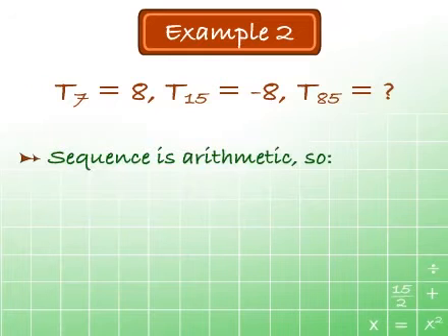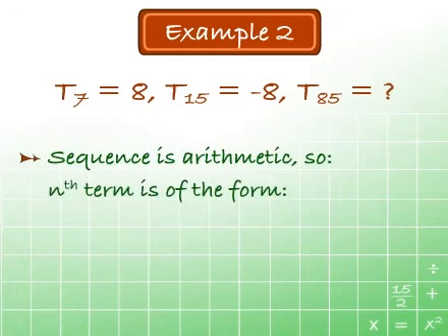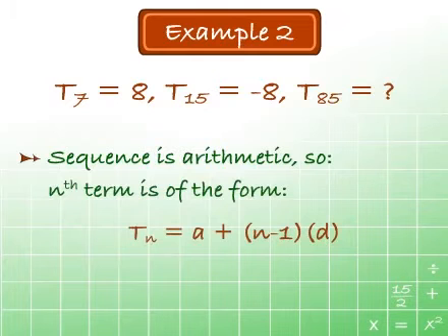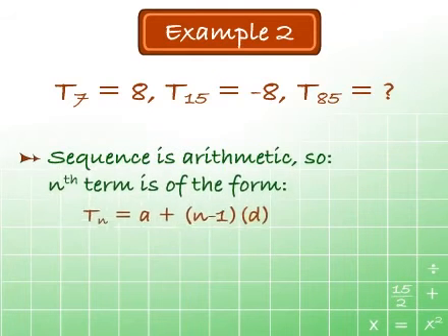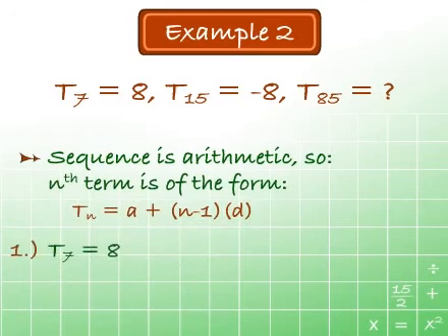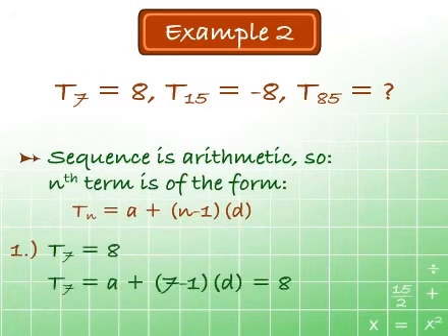Well, the first bit of information that has been given is that the sequence is arithmetic. So, we know that the nth term will be of the form Tn is equal to a plus n minus 1 multiplied by d. Now we also know that the 7th term is equal to 8. This implies that T7, which is equal to a plus 7 minus 1 times d, is equal to 8. Therefore, our first equation is 8 is equal to a plus 6d.